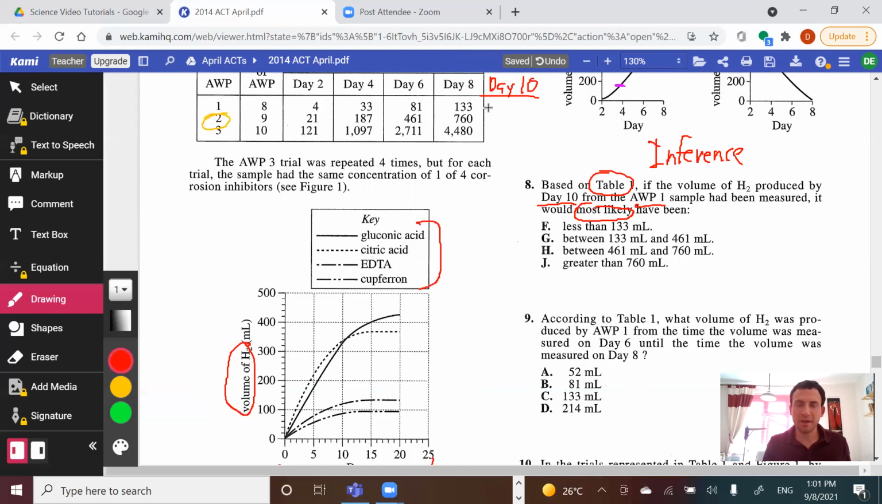Well, what we notice is that we're trending up, so we can make an inference that it would be above 133. And it looks like from here to here, we went up roughly about 50, and it looks like we go up roughly about 50 again. So we could assume we're probably going to go up around 50. So G is the answer here. It's going to be greater than 133, but it's very unlikely it's going to go above 461. We would have to go up by well over 300 to get that.